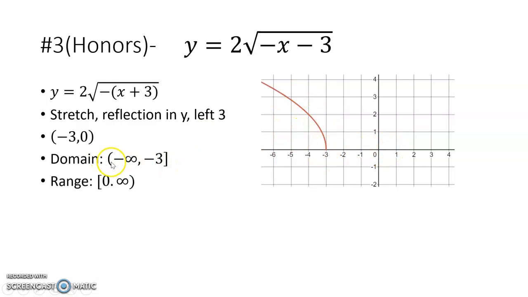So looking at this, my domain is negative infinity to negative 3 because it goes left forever, and I stop going right at negative 3. The range is 0 to infinity because you only read these values. So it starts at 0 and it goes up from there. Okay, so a little bit of help for your worksheet.